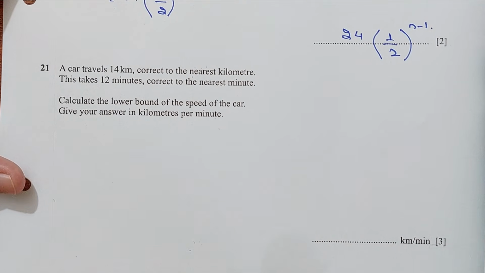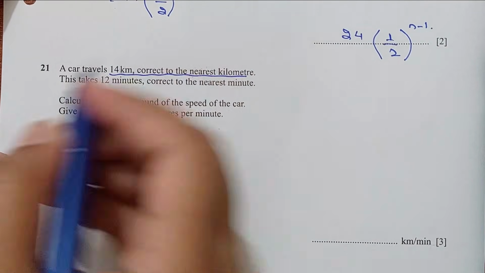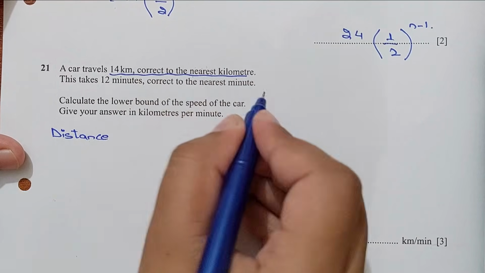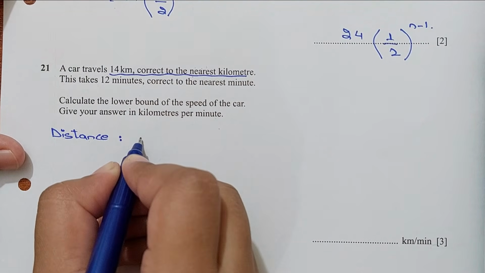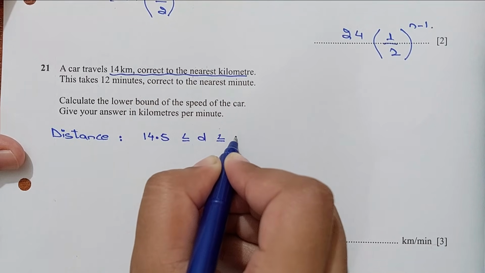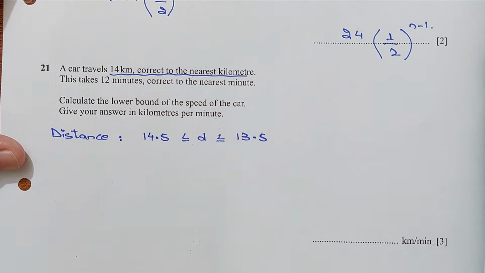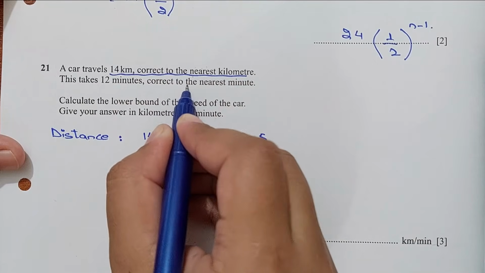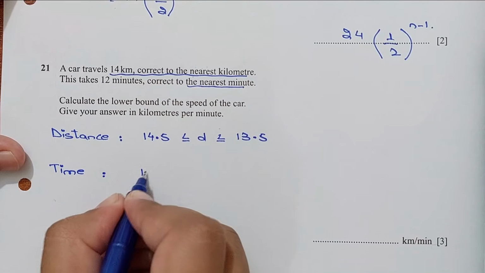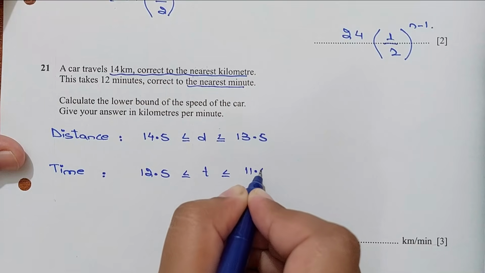Number 21, a car travels 14 kilometers, correct to the nearest kilometer. This is the distance. Let me find the upper and lower bound of distance. It's the nearest kilometer, so the upper bound is 14.5 and the lower bound is 13.5, adding half and subtracting half. The trip takes 12 minutes, correct to the nearest minute. So the upper and lower bound of time are 12.5 and 11.5.